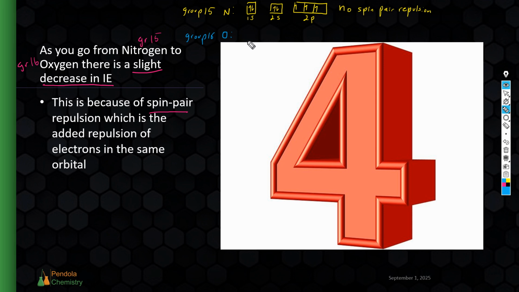When we have oxygen, we have 1s with its 2 electrons, 2s with its 2 electrons, and then the 2p sublevel is where the issue happens. We have the 2p sublevel with 3 orbitals, and there are 4 electrons in the p sublevel of oxygen. That means 1, 2, 3, and then the 4th electron is paired up. That means that oxygen has spin pair repulsion.